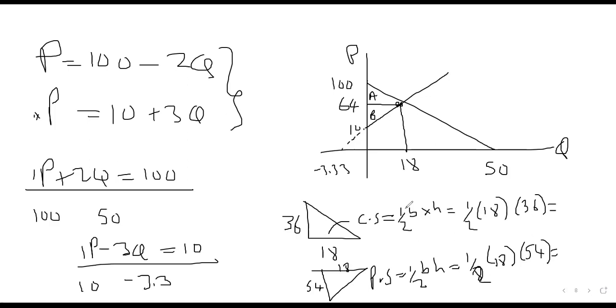So what do we get as our consumer surplus? 18 times 36 divided by 2, times half, which is 324. And here it will be 18 times 54 divided by 2, which is 486. Then when we add these two, we get the total surplus, which is 810. This is how we deal with equilibrium.